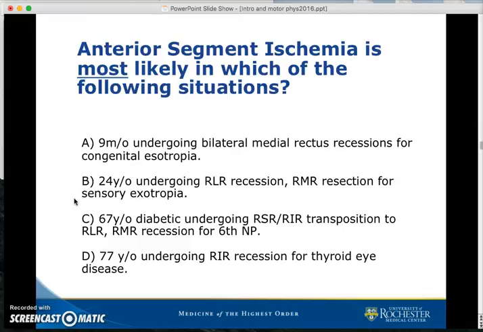Okay, here's a question about the vascular supply to the anterior segment. Take a look at it and come up with a good answer.